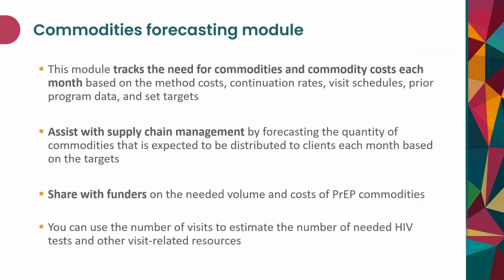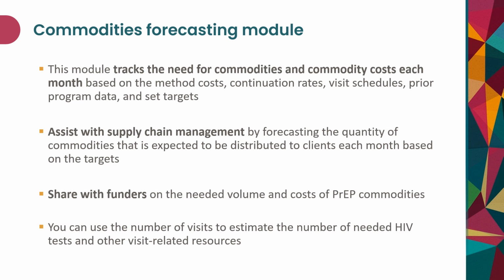The Commodities Forecasting module tracks the needs for commodities and the related cost each month based on the different inputs in the tool, including the method costs, the continuation rates, the visit schedules, prior program data, and the set targets. The primary purpose of this module is to assist with supply chain management by forecasting the number of commodities that should be distributed to clients each month. This information can be shared with funders on the needed volume and costs of PREP commodities.